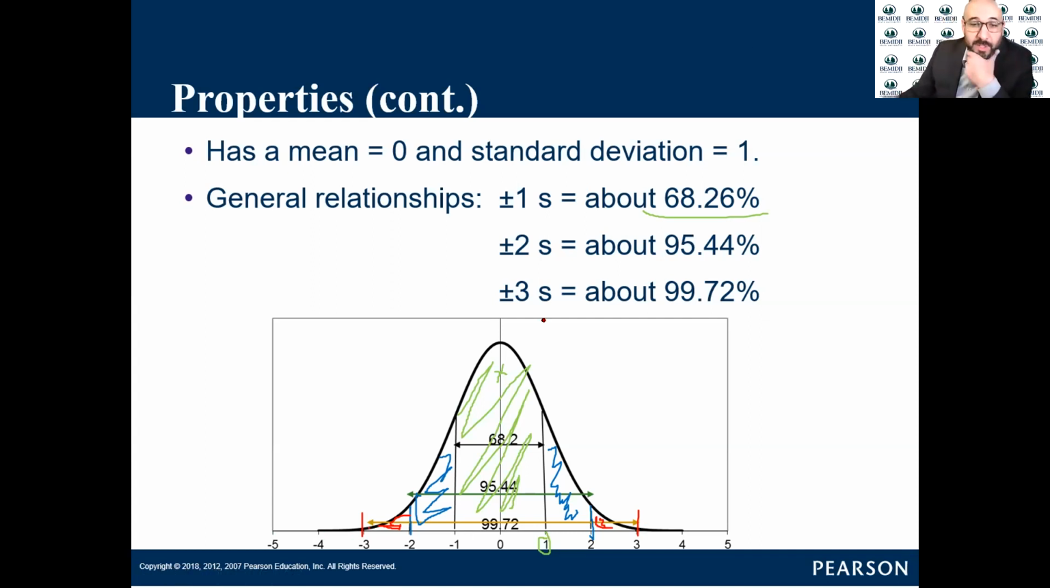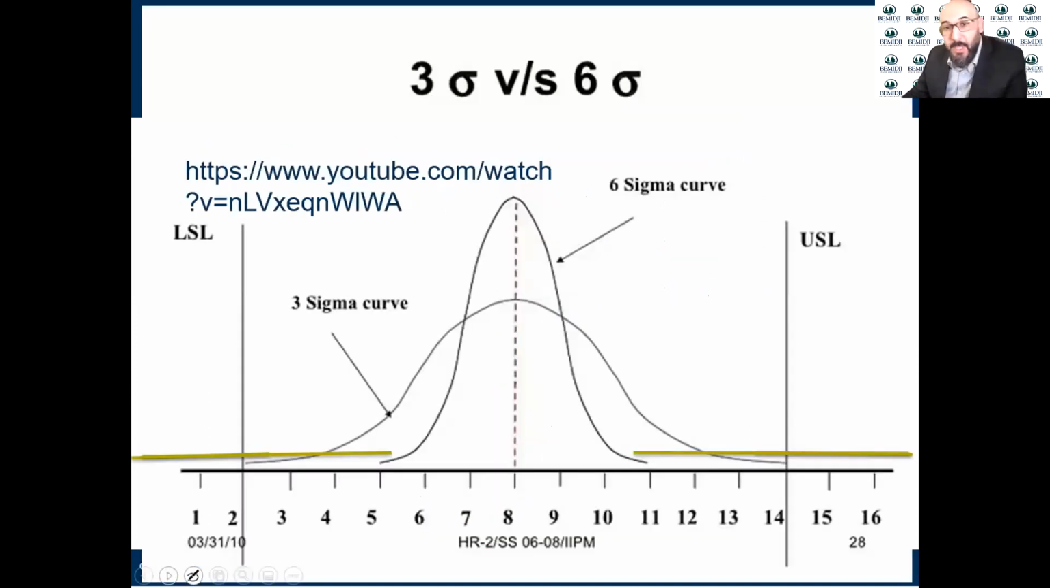So what we've learned is that the mean is here in the normal curve. The mean is equal to 0. The standard deviation is equal to 1, and we've learned the 68, 95, 99 rule. Keep that in mind. And that could go to 99.997% for the 6 sigma. All right, so what's the difference between 3 sigma and 6 sigma?